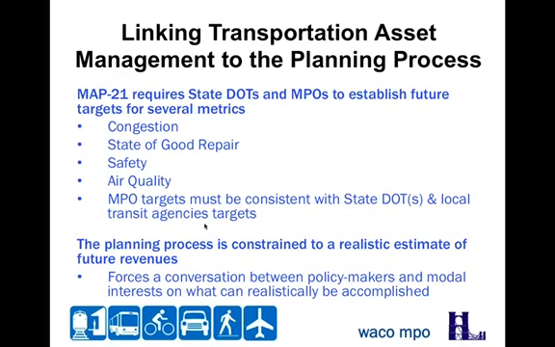The next point is that the planning process is constrained to a realistic estimate of future revenues. We have to identify what we think will realistically be coming to our regions, or for that matter to a state, whether it's long-term for our long-range transportation plan, which covers 25 years, or short-term for our transportation improvement programs, which cover the next four years. This forces a conversation between the policymakers that are establishing policy for our regions, and helps us identify what we can reasonably accomplish in those time frames, as well as what might be a reasonable target for the performance-based planning process.